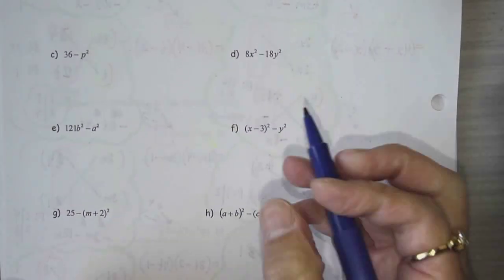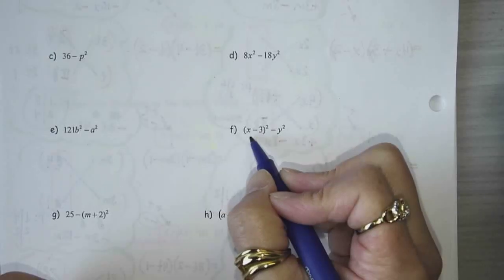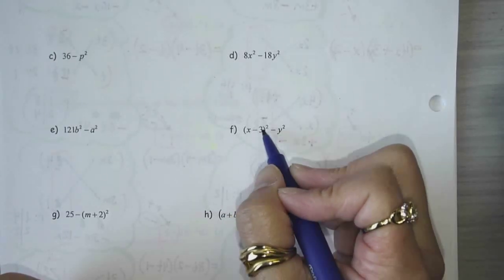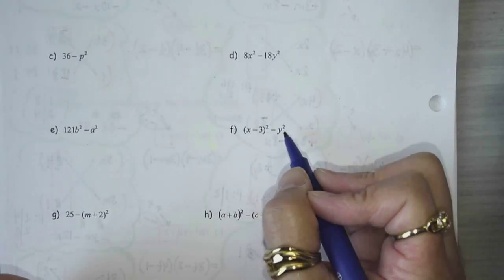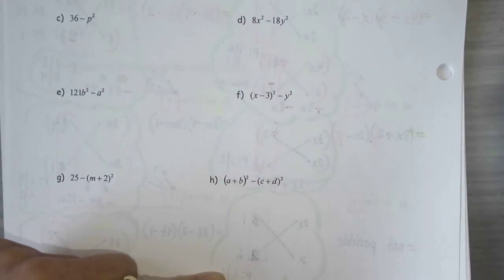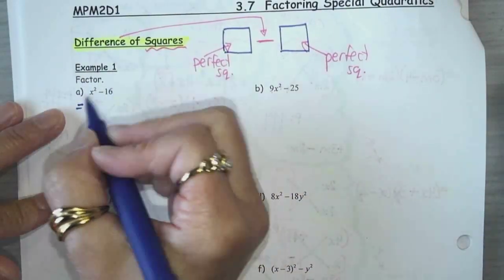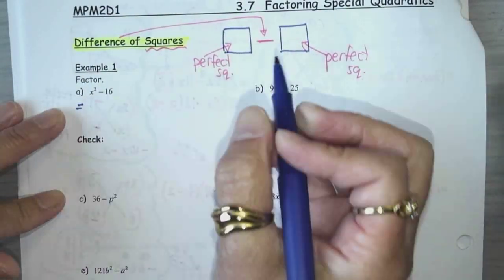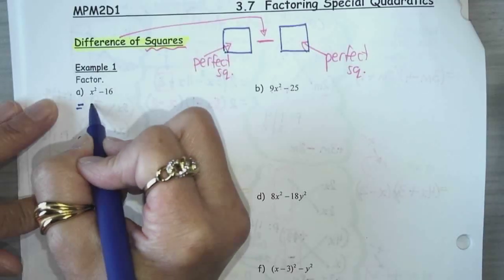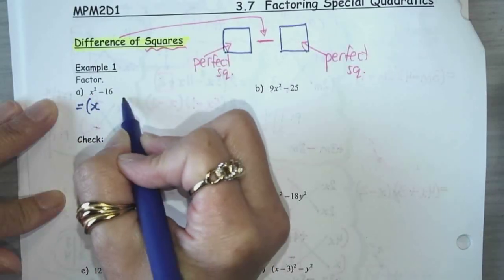This is two of the same bracket. That's a perfect square. X minus 3, that's a perfect square. Y times y, these are all perfect squares. So here we've got perfect square, perfect square. What ends up happening is that you're going to take one of each, so I get two brackets.